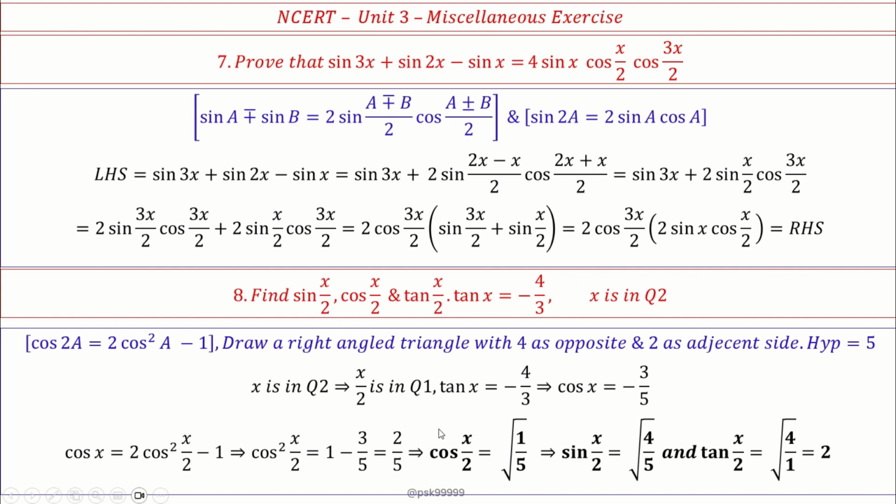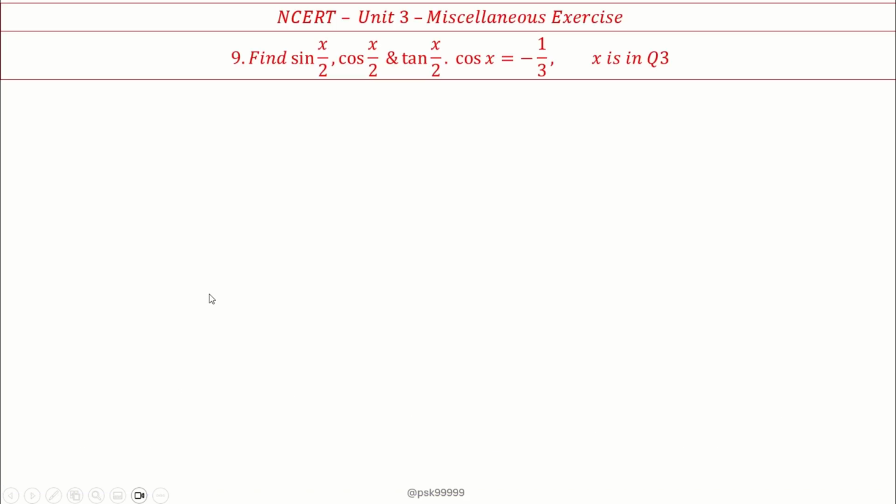And one thing you remember, here x is in quadrant 2. So x by 2 will be where? x by 2 will be in quadrant 1. So that means it will be positive. Remember this very well. What is the sign of that x by 2 trigonometric ratio, positive or negative? Based on the quadrant information, x is in quadrant 2, so x by 2 will be in quadrant 1. Once you know that in quadrant 1 all are positive, sin x by 2 and tan x by 2 you will get automatically. The same way you will solve the other problems here.